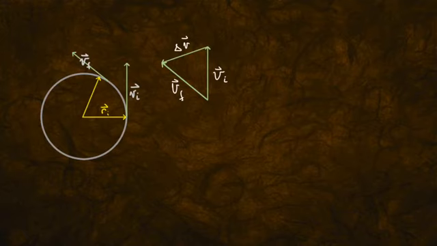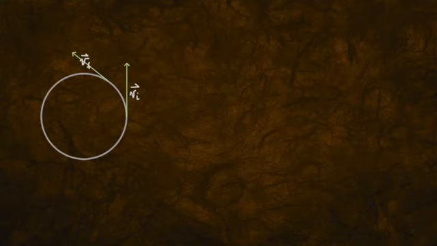Okay, so if I need to step through this. Let's clean this up a little bit and say that we have an initial velocity here, and then we go a little bit further around the circle and we have a final velocity in this direction. Okay, how do we come up with this acceleration?